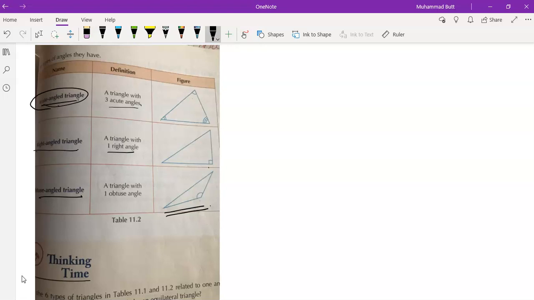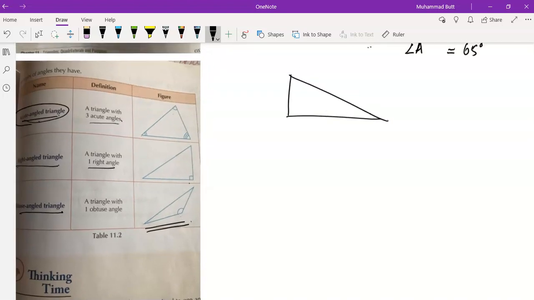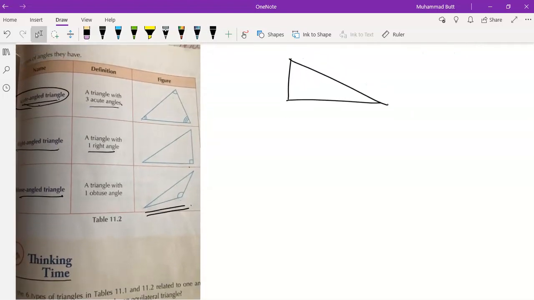Now there is one property of right angle triangle, that one angle of the right angle triangle is of 90 degrees. So it's very easy to find out the missing angles in right angle triangle.